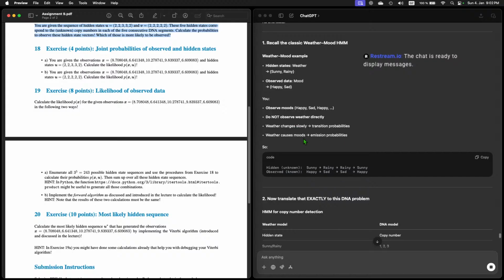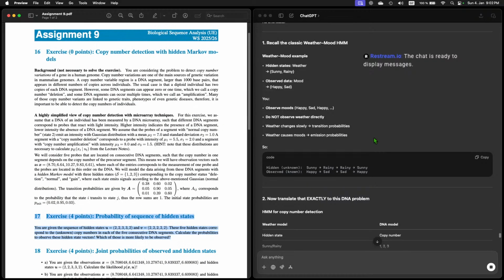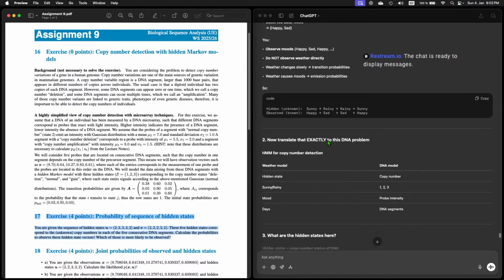Oh, okay. Emission. Now translate that exactly to this DNA problem. Sunny, rainy become 1, 2, 3. Mood becomes probe intensity, days become DNA segments. Transition probabilities stay transition probabilities. Where is the probe intensity? It corresponds to a probe with the intensity of the signal.